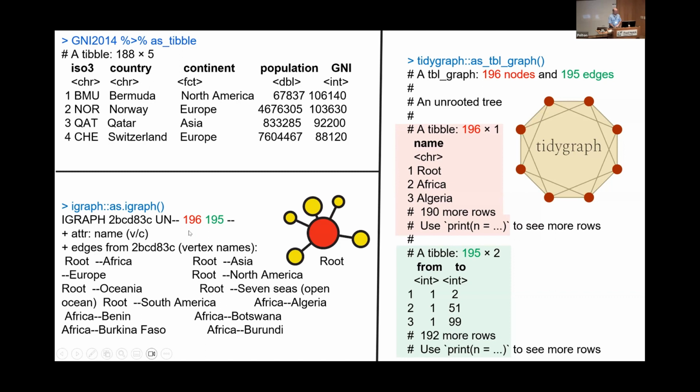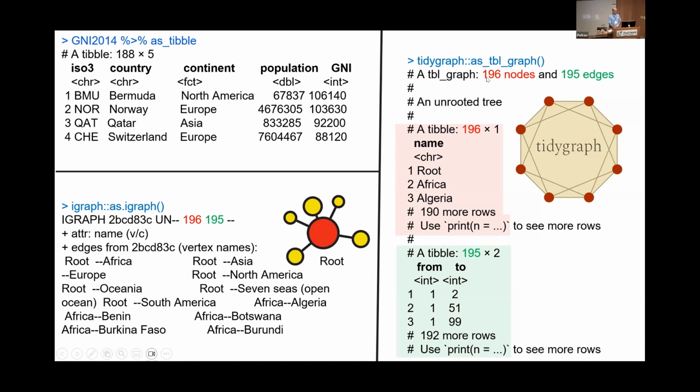If we present it as an igraph from the igraph package, we see igraph 2BCD83C. I have no idea what that means. UN, I could guess what it is, 196, 195. Again, not much intuitive. However, when I do it with a tidygraph as table graph, it's much more clear.